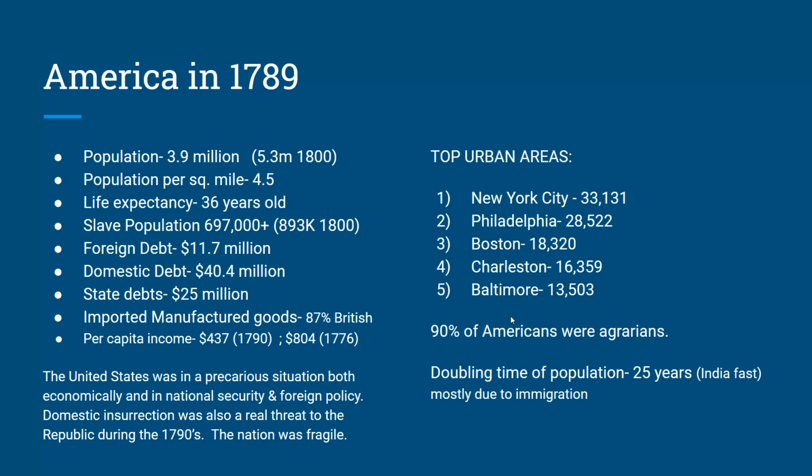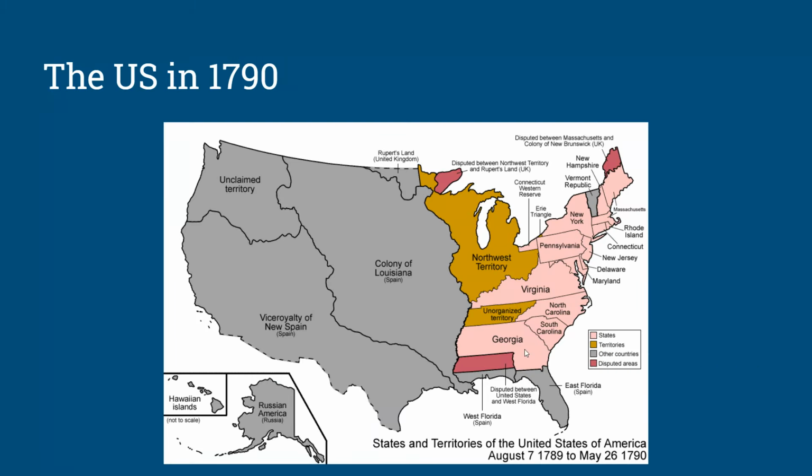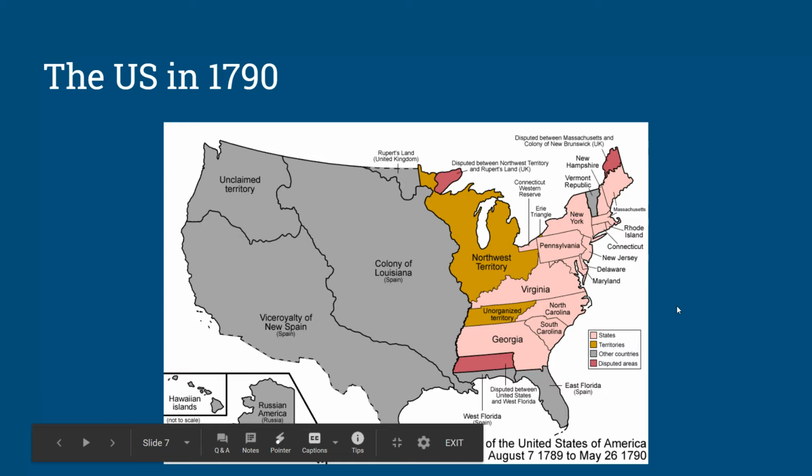Most Americans are farmers. 90% of Americans were farmers, and the United States is going to be in a really dangerous place, right? And so it's a lot like the critical period, where we're in a pretty precarious situation, both economically and in national security and foreign policy. Domestic insurrection is still a real threat to the republic, and as it says here, the nation was indeed fragile.